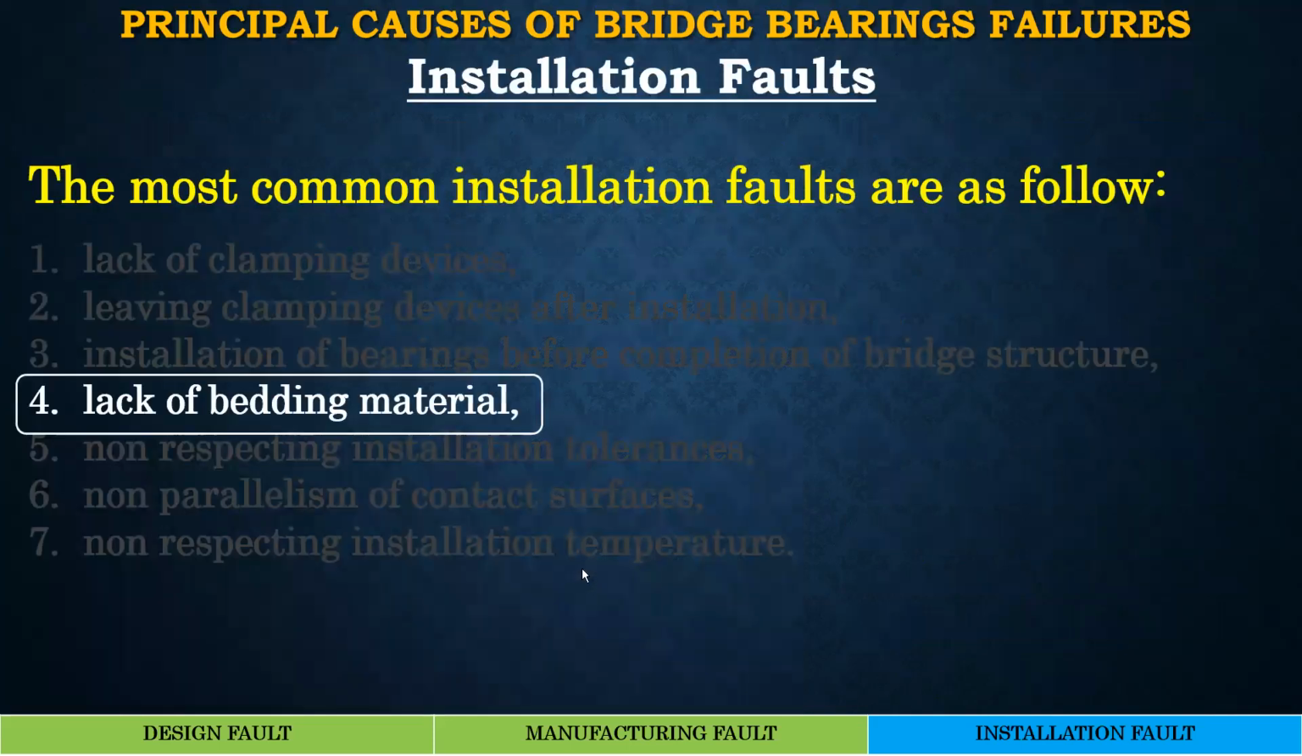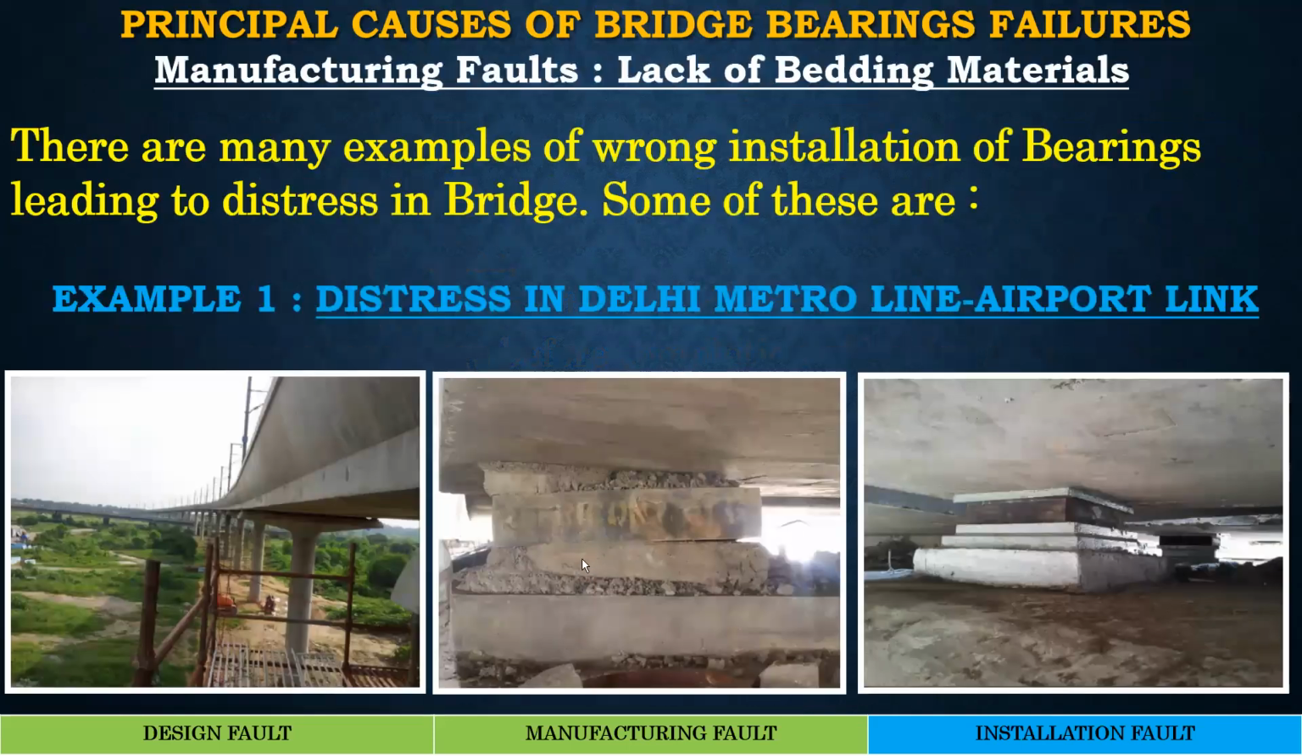Coming to lack of bedding material, I think the best example I can give is that of the Airport Link project, where bearings for 86 spans were replaced. These elastomeric bearings were replaced because during the installation, the leveling pad and the mortar filling was not done properly at the top and bottom, as you can see here.